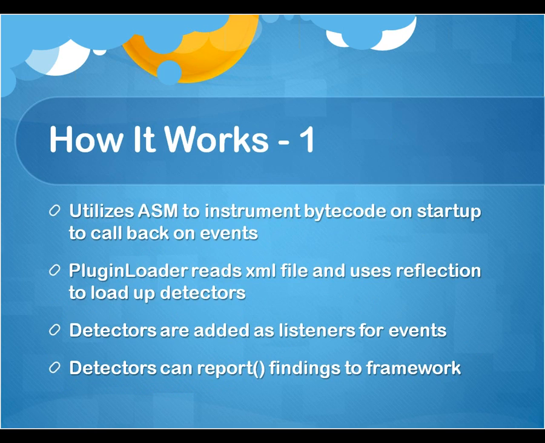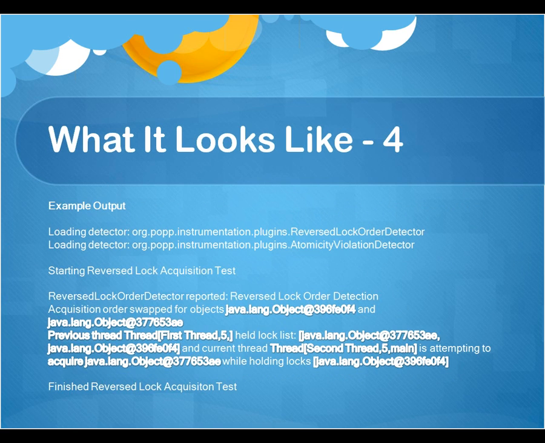So then, how does it work? It uses a library called ASM to instrument the bytecode on startup, and that's what the agent's doing. It has the plugin loader, the main that actually reads in the XML file, and then it uses reflection to load up the detectors. And the detectors are added as listeners to that one agent. And then the detectors, in the framework, I have a report method that they can call and basically report their findings to. So in this slide, at the bottom there, the reverse lock order detector actually called the report method and gave it this.